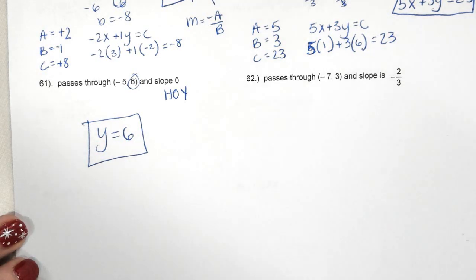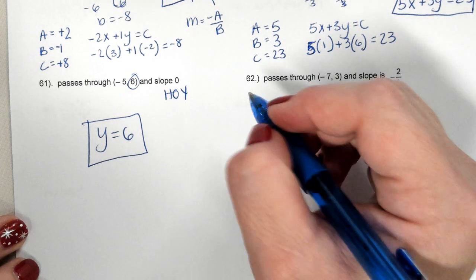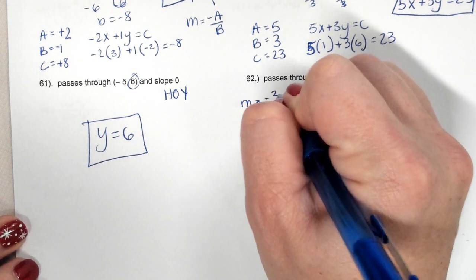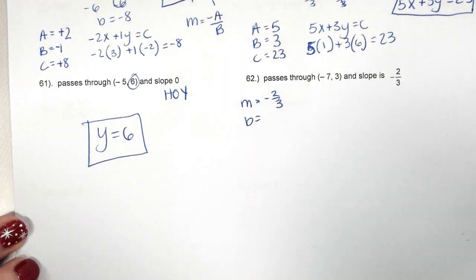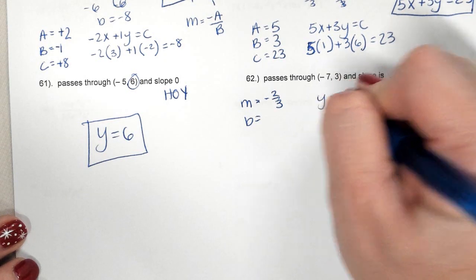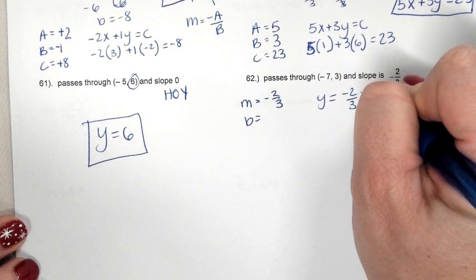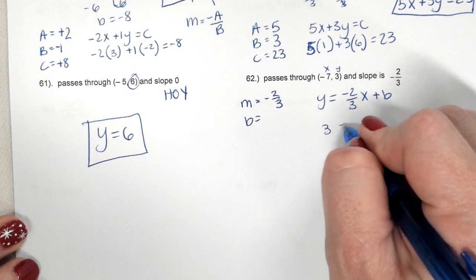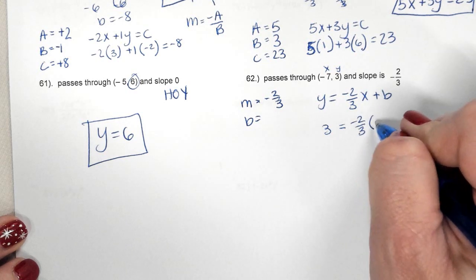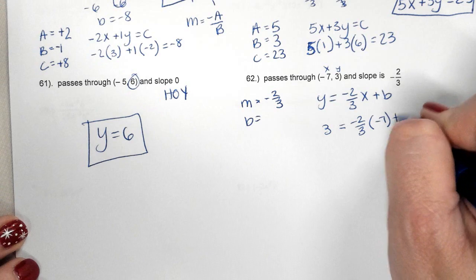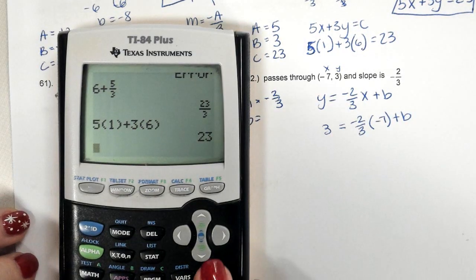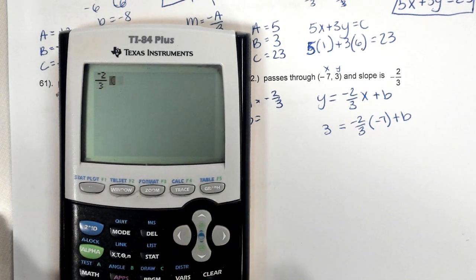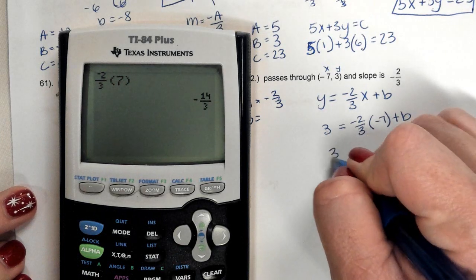Okay, so the last one in this section is 62. Again, I do have a slope this time, so I know m is negative 2/3. Okay, so I'm going to plug in what I know. And I'm going to use my point. So this is my x, this is my y. So I have y, x is negative 7 plus b. So negative 2 over 3 times 7 gives me negative 14/3.